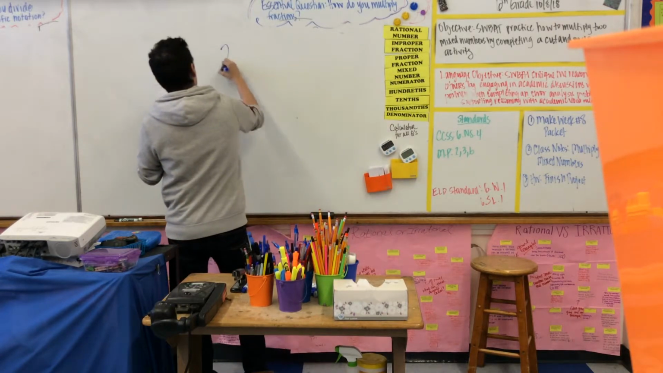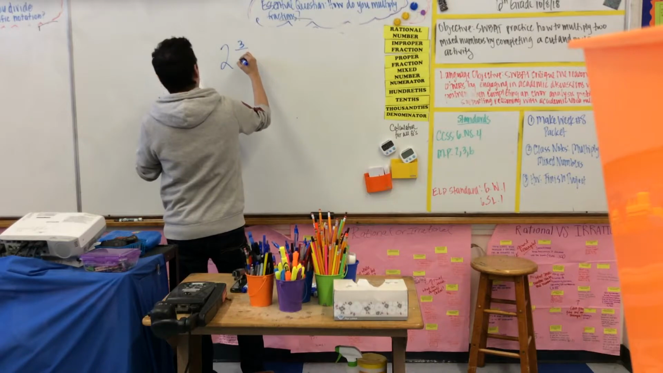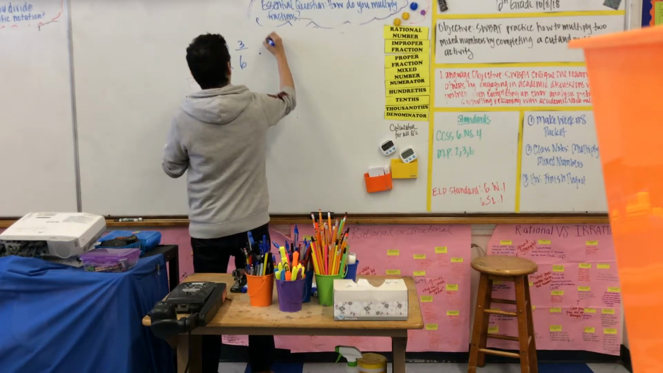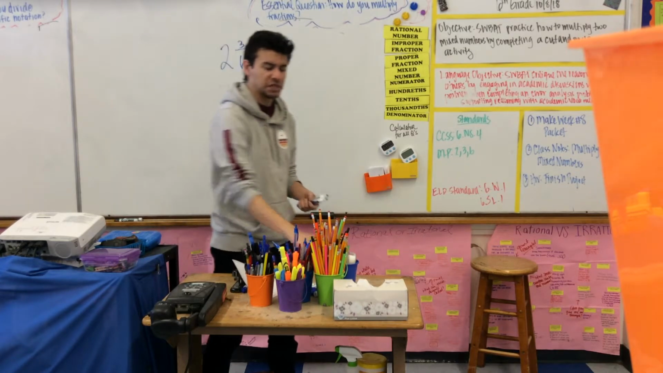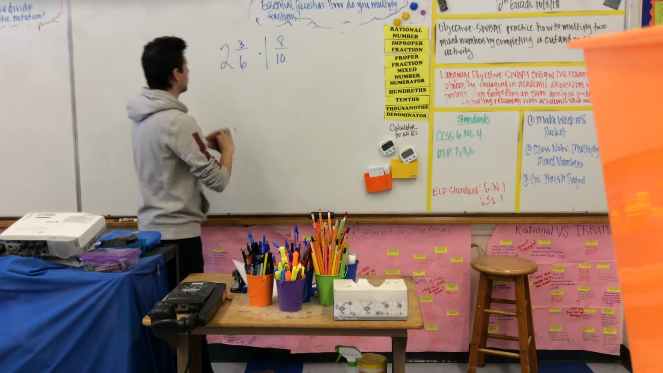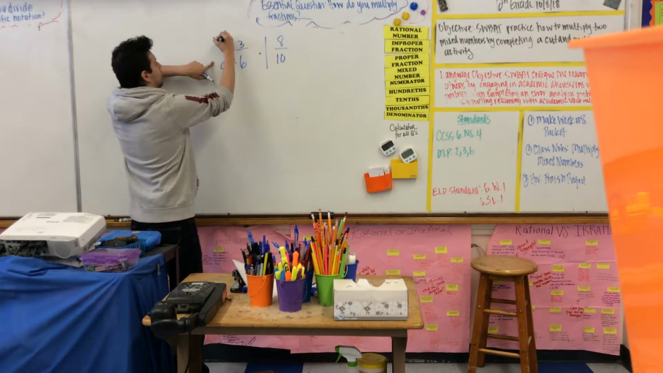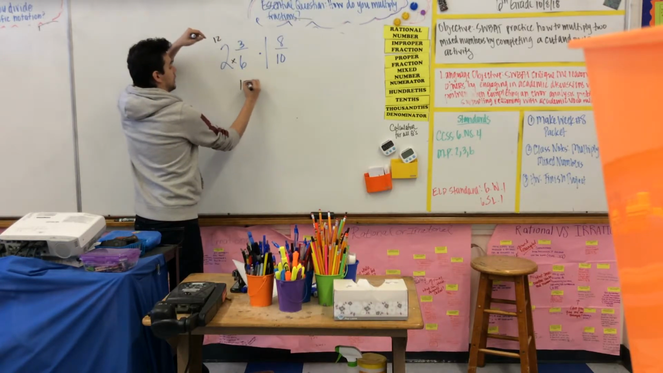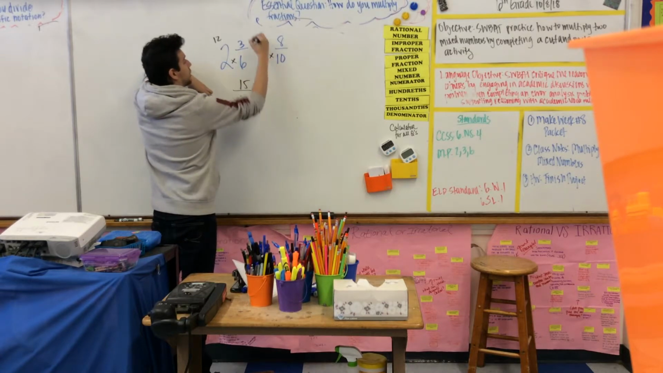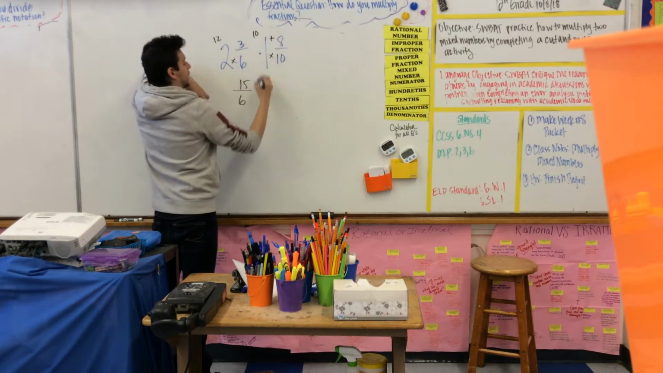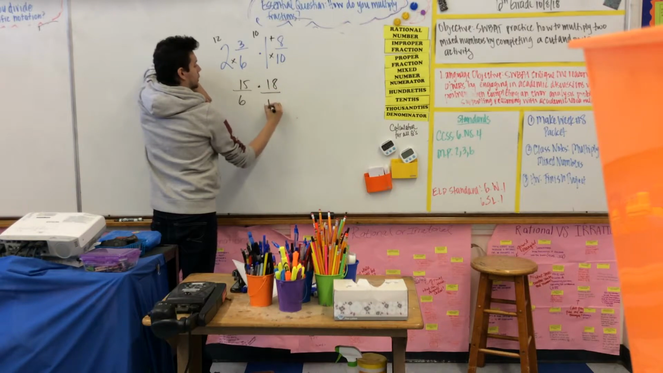2/3 times 6 and 1 8/10. I'm not telling you which problems I'm doing though. Okay, same deal. I can't trick you on these. 6 times 2 is 12. 12 plus 3 is 15 over 6. Over here now, 10 times 1 is 10. 10 plus 8 is 18 over 10.